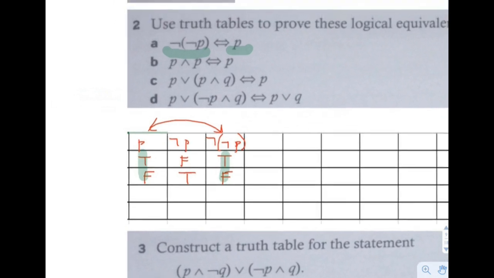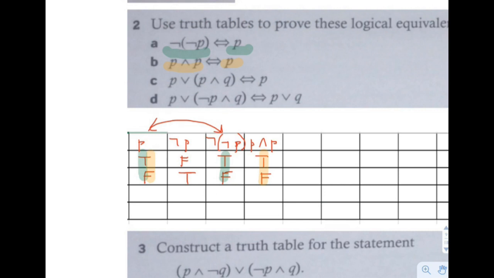Okay. Now we'll do the next one. P and P is equivalent to just P. So we'll do P and P. P and P would be true and true. So that's true. And it would be false and false. So yeah, that would be false. And we've just shown that P is equivalent to P and P.